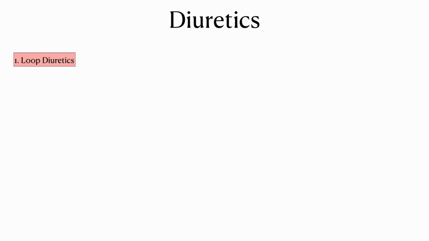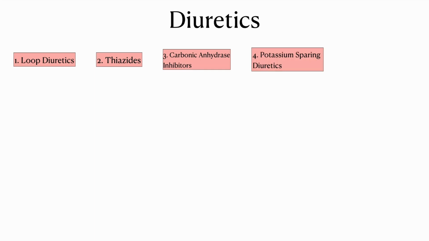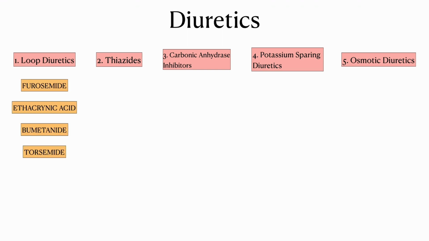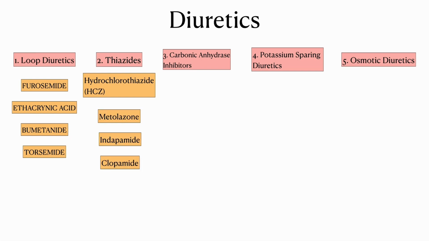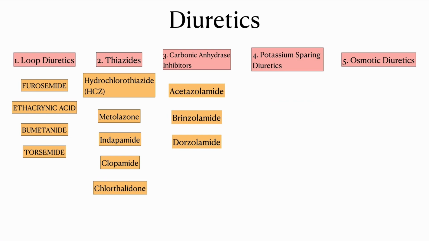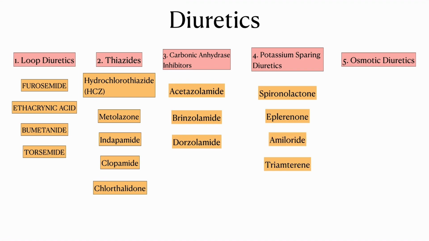So starting with loop diuretics, followed by the thiazides, carbonic anhydrase inhibitors, potassium sparing diuretics, and osmotic diuretics. Loop diuretics, if you remember from the mnemonic, the leap year, right? 29th, Fab Toilet: furosemide, ethacrynic acid, bumetanide, and torsemide. Thiazides, if you remember that Thailand boy who micturated chlorine: HCZ or hydrochlorothiazide, metolazone, indapamide, and clopamide. Carbonic anhydrase inhibitors, if you remember A, B, C, D: A for acetazolamide, brinzolamide, dorzolamide, right? And the potassium sparing diuretics include spironolactone, eplerenone, amiloride, and triamterene. And at last, the osmotic diuretics include mannitol, glycerol, isosorbide, right?